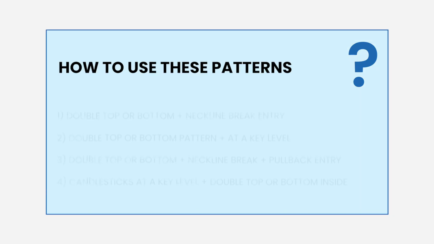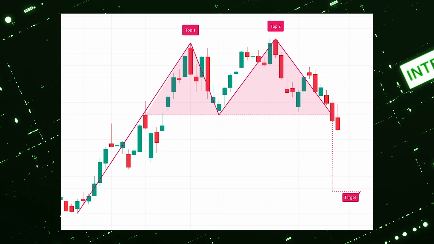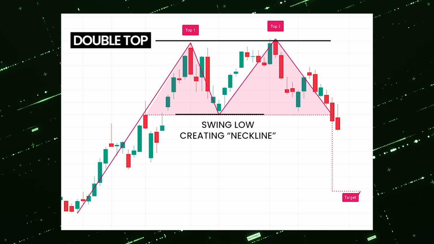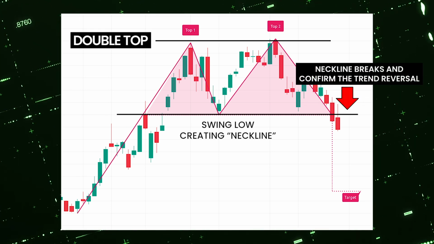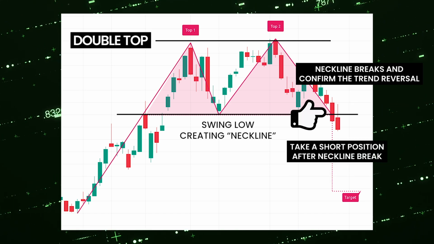There are four primary ways to trade these patterns. Let's start with the first, the neckline break entry. When a double top forms, the neckline is set at the recent swing low. Once price breaks below this level, making a lower low, it confirms a trend reversal. That's when you take a short position to ride the new downtrend.